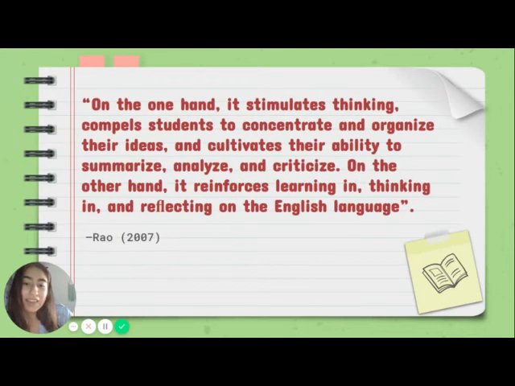Second, regarding writing, in 2007, Rao stated that writing stimulates thinking, compels students to concentrate and organize their ideas, and cultivates their ability to summarize, analyze, and criticize. On the other hand, it reinforces learning in, thinking in, and reflecting on the English language. So this reinforces the idea that we're not just making them write, but there are also many other skills that are being developed at the same time.